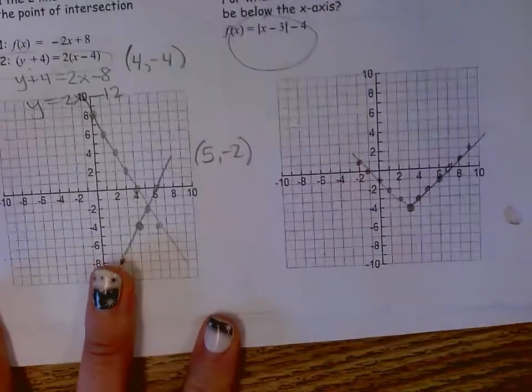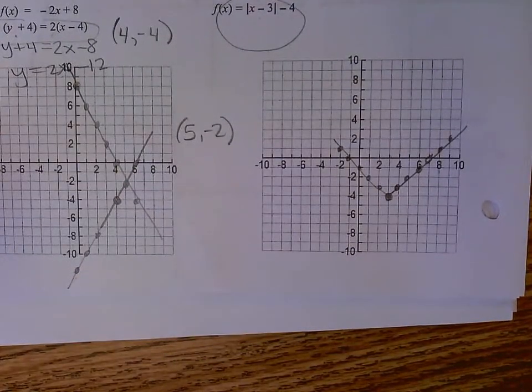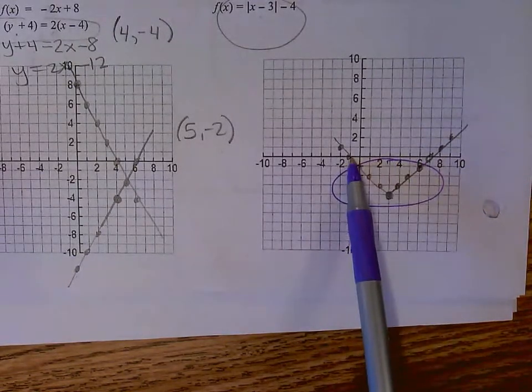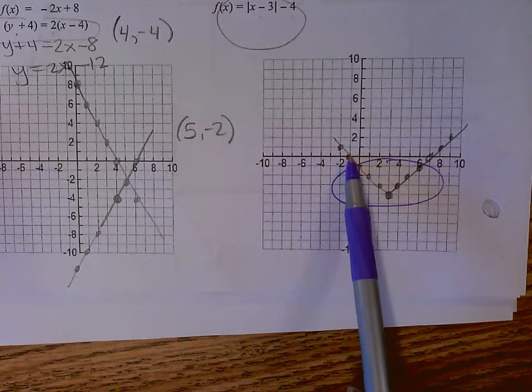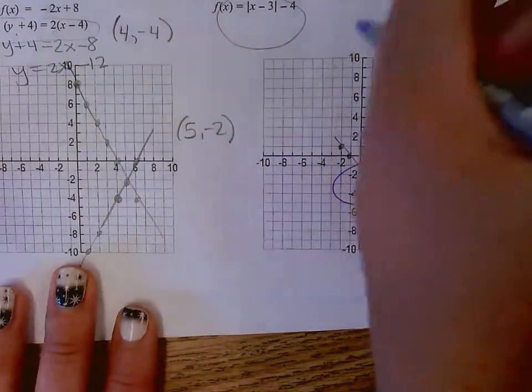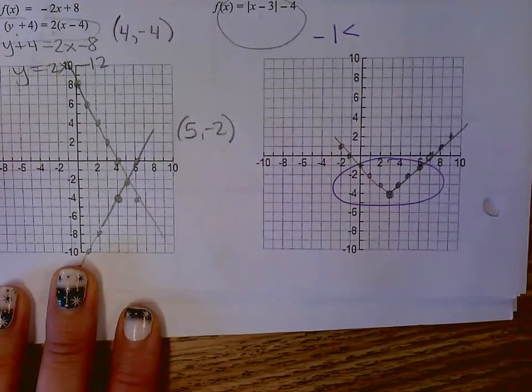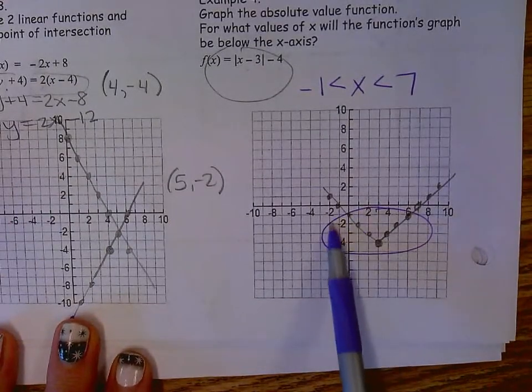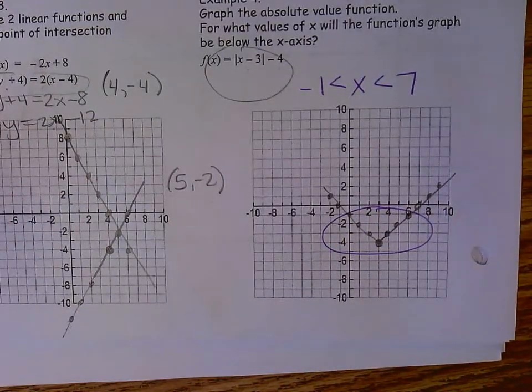So you want to write an inequality that describes, okay, x has to be between what and what? Where is x going to be below the x-axis? So way over here, this looks like -1 on the x-axis, and all the way over here, this looks like +7. So if x is between -1 and +7, I will be below the x-axis. So it's a little bit of a stretch on kind of a domain question. What values of x put you below the x-axis?